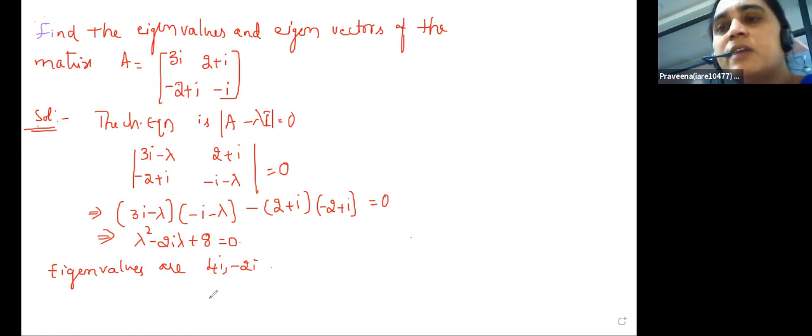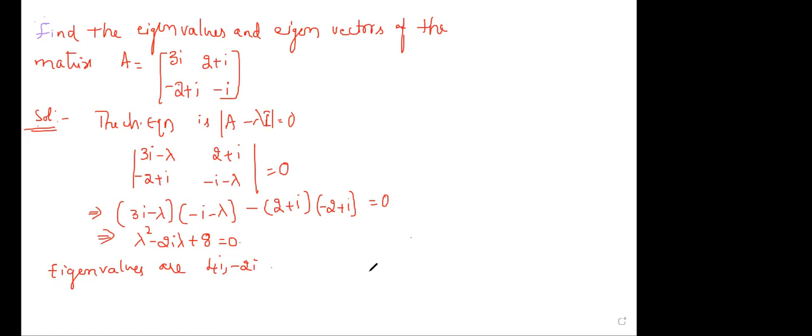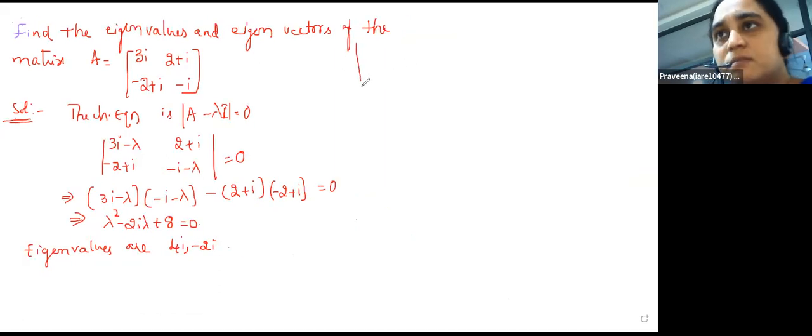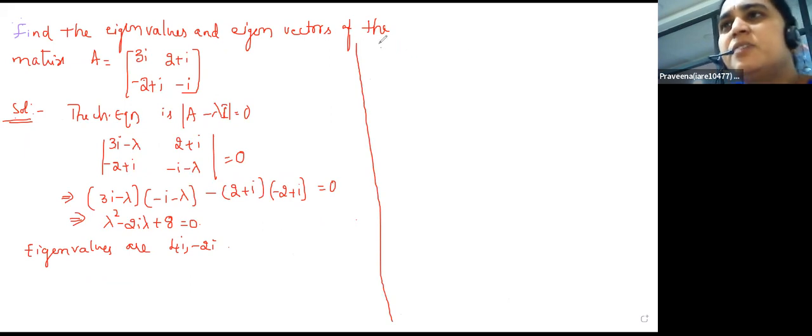Anyone got these eigenvalues? Is it correct or wrong? Yes, correct ma'am only. It's correct only. Okay, 4i, minus 2i. Next, eigenvector. It's very difficult, but we will try. If lambda is equal to 4i, that corresponding eigenvector.